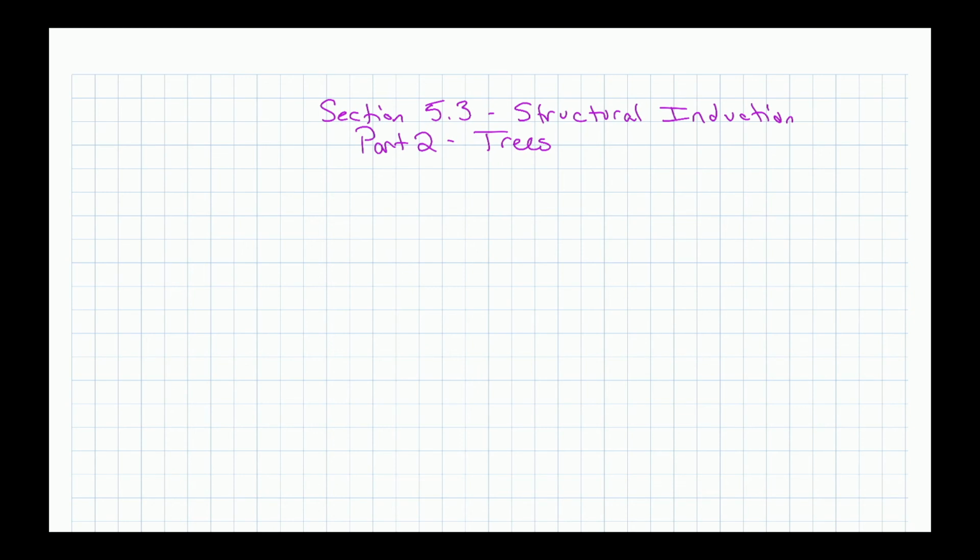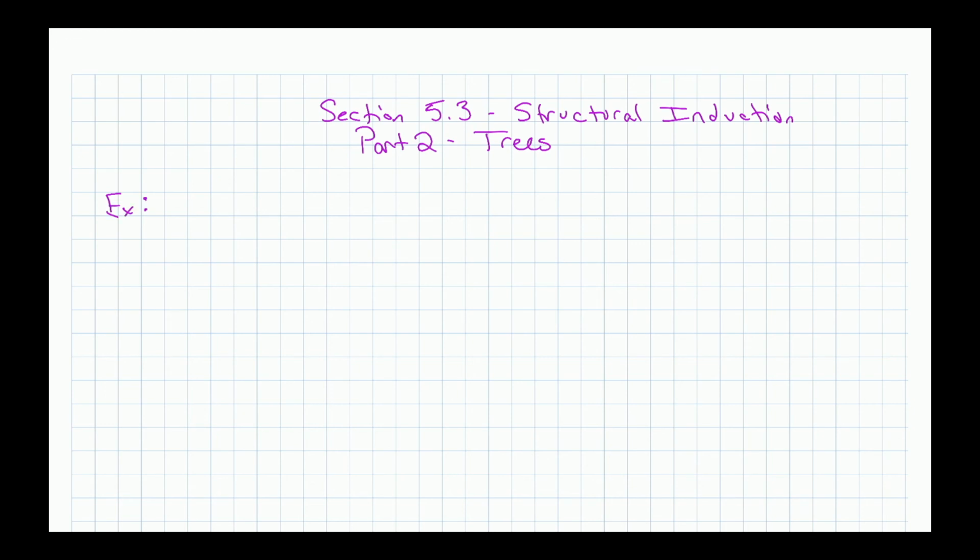What we're going to be doing today is looking at section 5.3 again, which was structural induction. And we're going to look at part two, which is an introduction to trees. Now, before we do that, I do want to cover one example that we did not cover in the previous lecture that's not on trees. So here's what I want to do. This is from before. This is just an example.